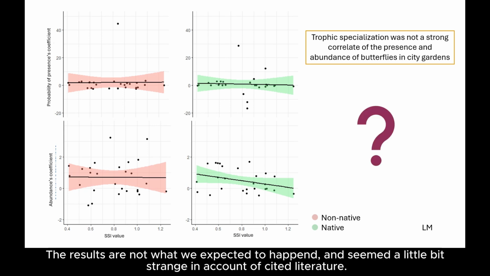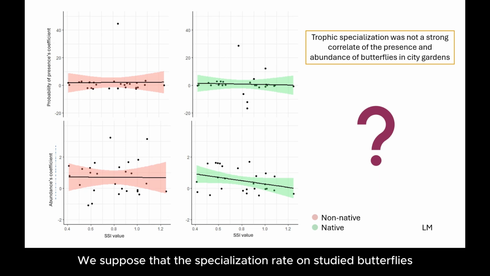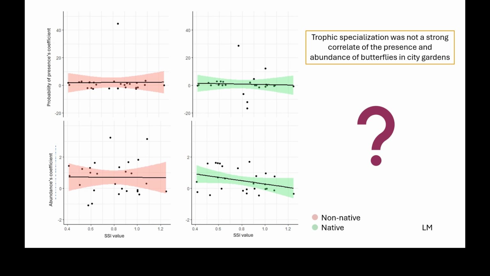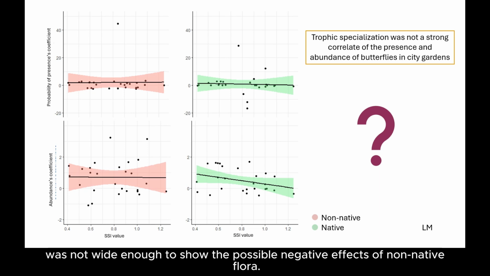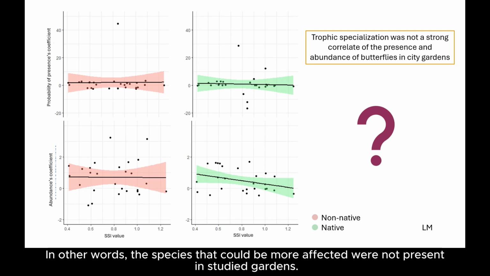The results are not what we expected to happen, and seem a little bit strange in light of the cited literature. We suppose that the specialization range of the studied butterflies was not wide enough to show the possible negative effect of non-native flora. In other words, the species that could be more affected were not present in the studied gardens.